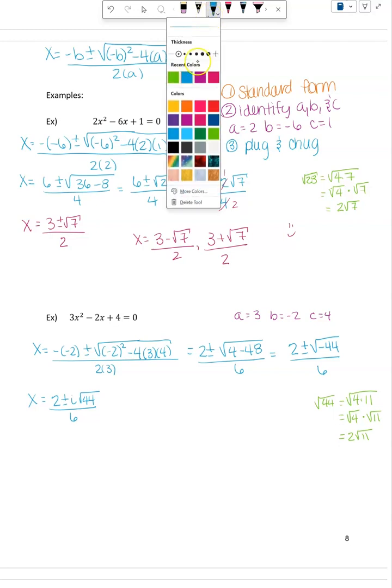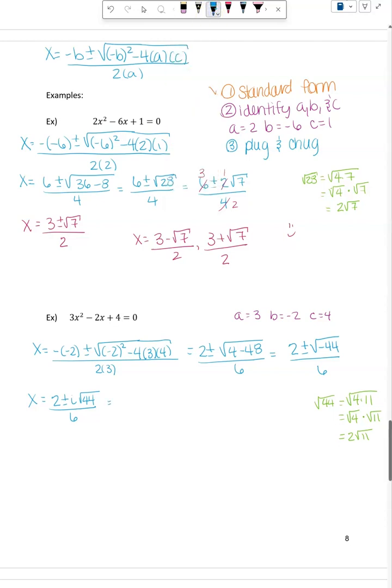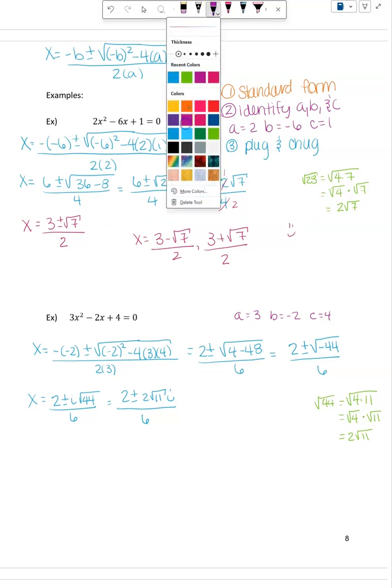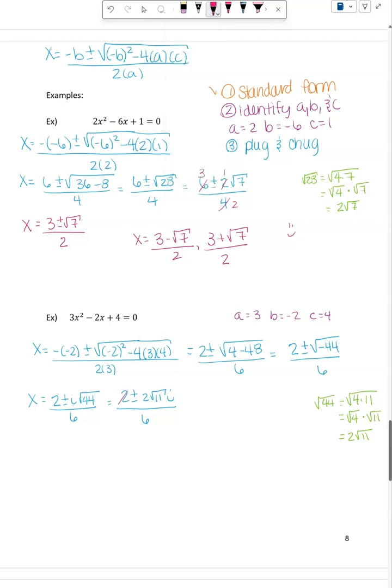Go back to the color. Sorry, I almost messed up colors. Color coding, that would have been terrible. So 2 plus or minus 2 square roots of 11 i over 6. Now 2, 2, and 6 are all divisible by 2. So it's going to be 1 plus or minus the square root of 11 i over 3.